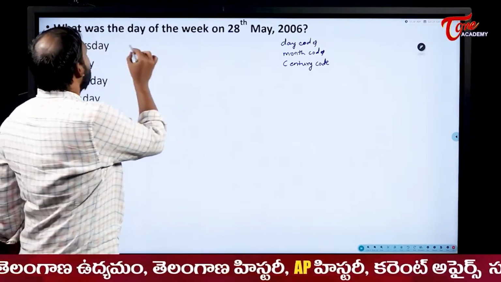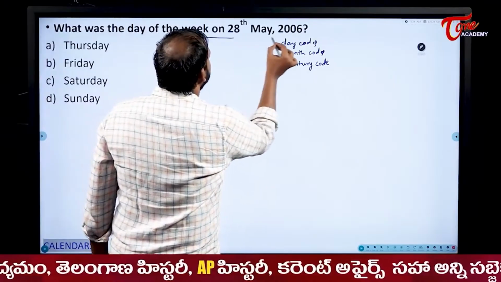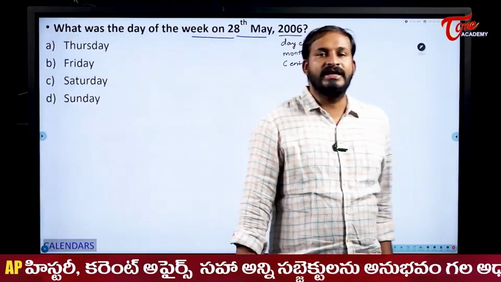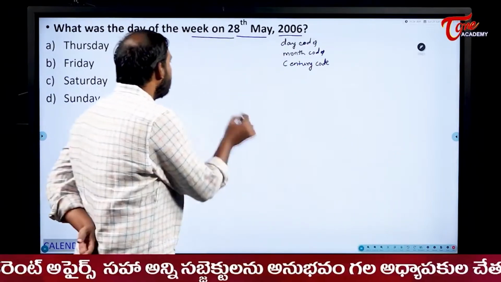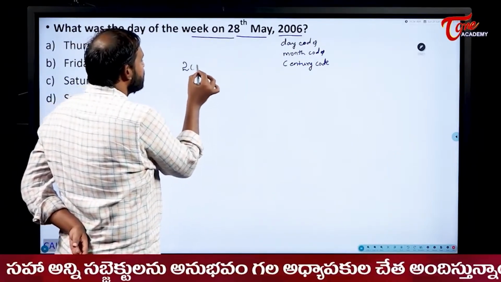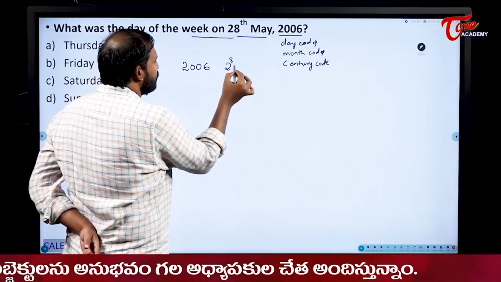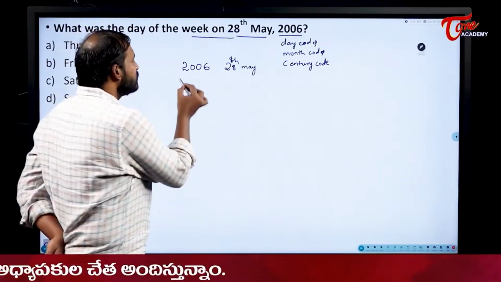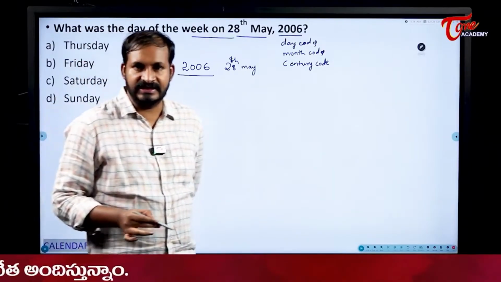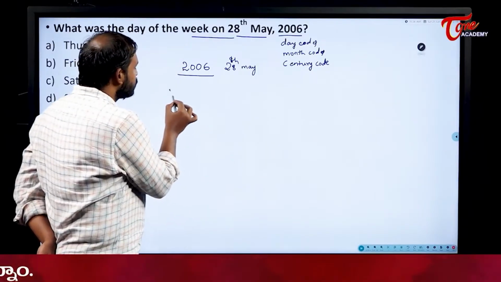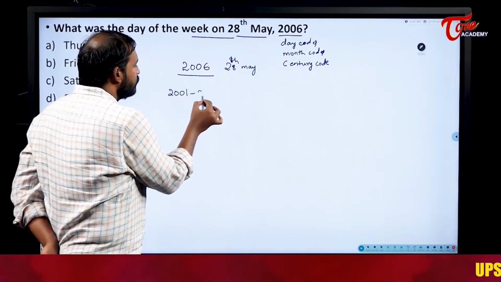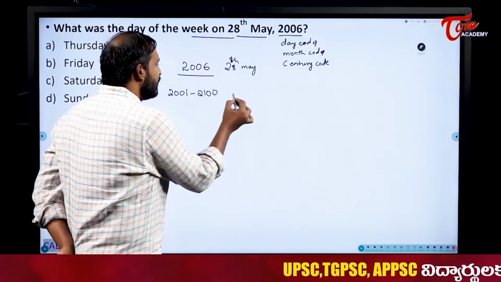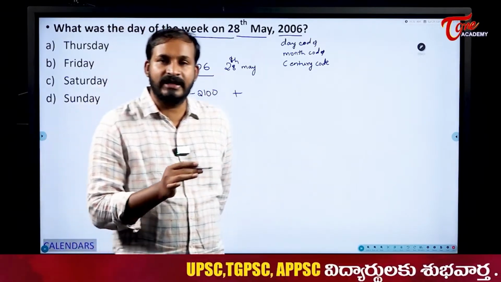Okay, now see here, what was the day of the week on 28th May 2006? I need to tell the day of the week on 28th May 2006. First of all, this is 2006, 28th May. Now, see here students, 2006 belongs to which century? 21st century. That means 2006 belongs to 2001 to 2100, right?